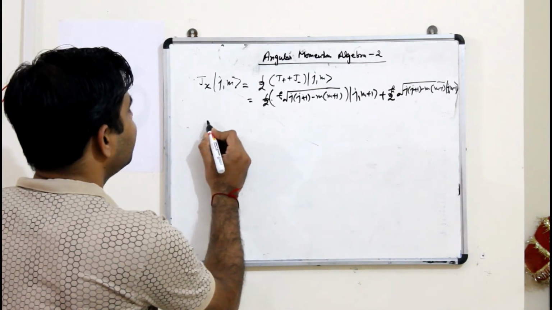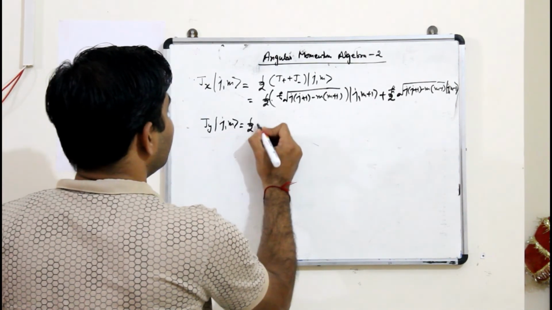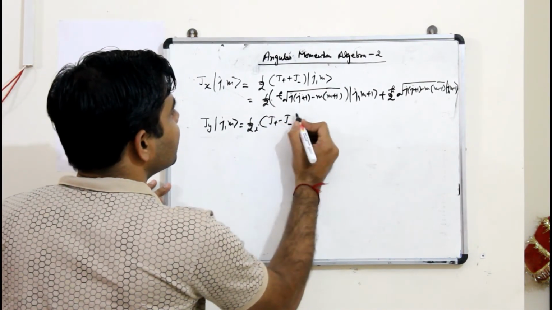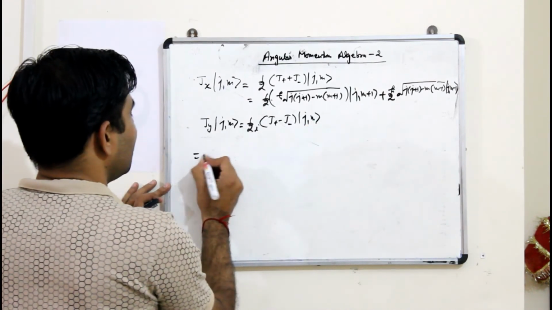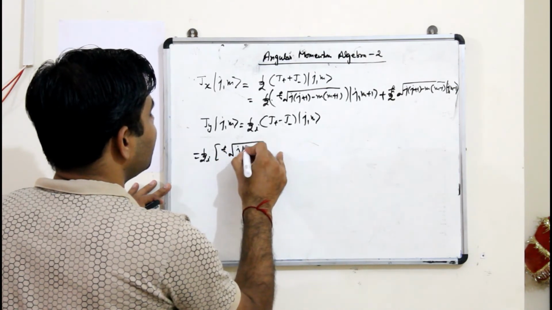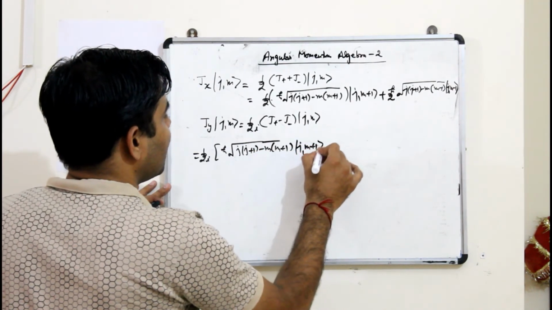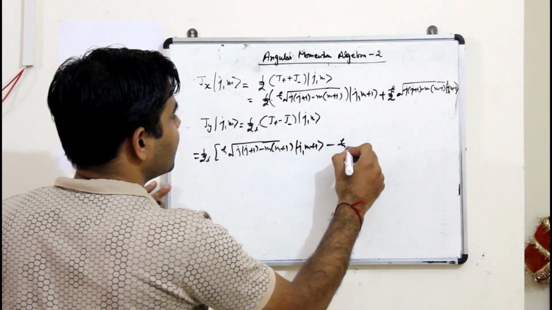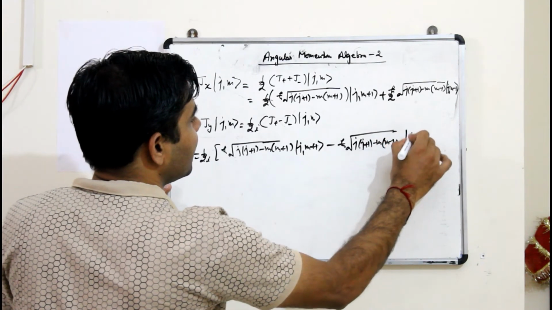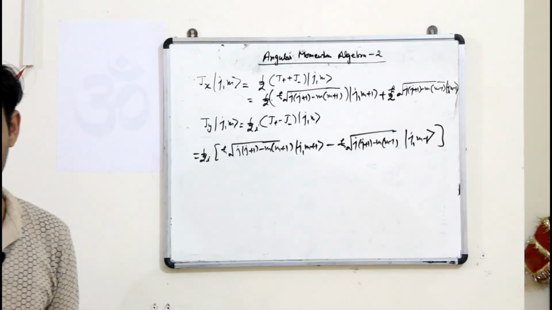Similarly, we can find the action of Jy on |j, m⟩, which will again be in terms of J plus and J minus. Jy is 1 over 2i (J plus minus J minus) acting on |j, m⟩, which is 1 over 2i. The action of J plus on this is ħ under the root j(j+1) minus m(m+1) |j, m+1⟩, and the action of J minus on this is ħ under the root j(j+1) minus m(m−1) |j, m−1⟩. So that is the action of Jy on this.